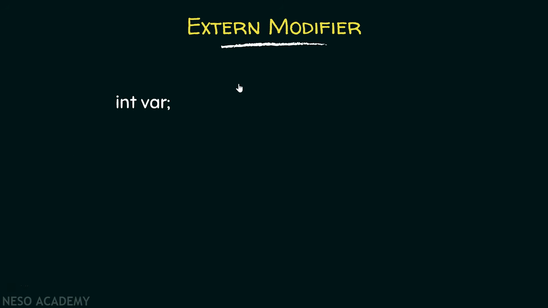Now what is the extern modifier? Suppose I write int var, where var is some variable name and int is its data type. What do I mean by writing this? This means that this is a variable which is of integer data type, and I ask the compiler to define this variable, or you can say allocate memory to this variable, right? That is what we mean by declaration and definition.